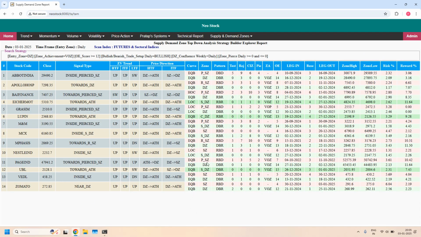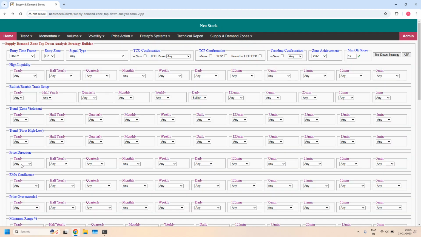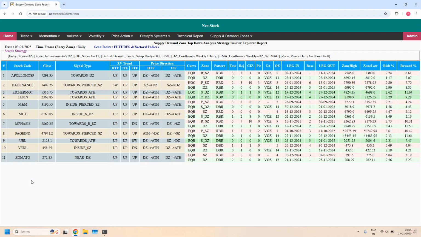So these daily zones are part of the weekly zone, and weekly trend is up. So if you set weekly EMA confluence for weekly zone, those stocks could be even more high probability setup supported stocks. Weekly demand zone with weekly EMA confluence. Now 11 stocks. All these 11 stocks are even more high probability trade setup supported stocks.